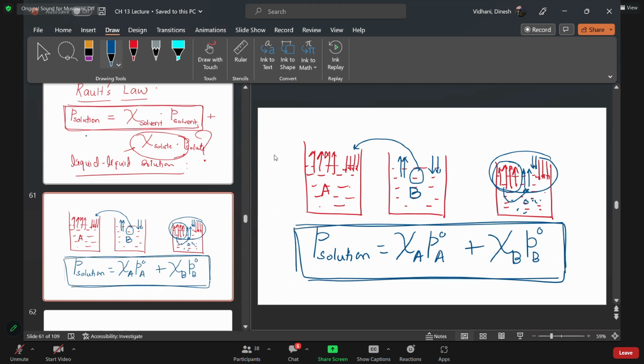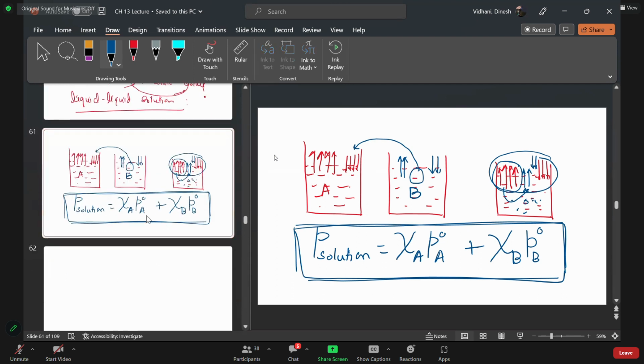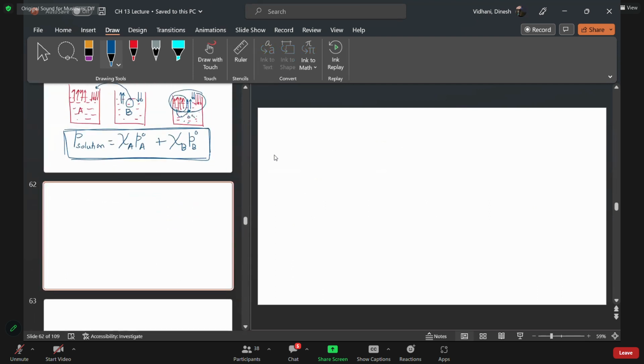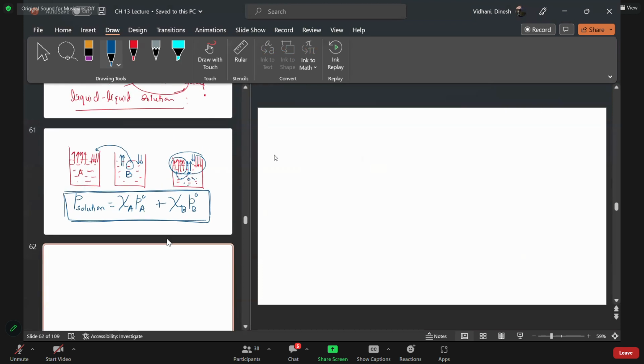So depending upon what kind of solution you are dealing with, you have to be careful about that. Okay. Now let's solve a problem. So first of all, before I go to the problem, are we on the same page on this? Do you understand the concept?